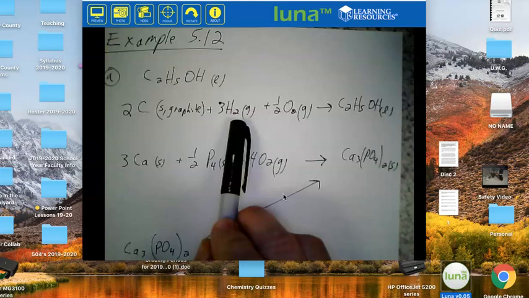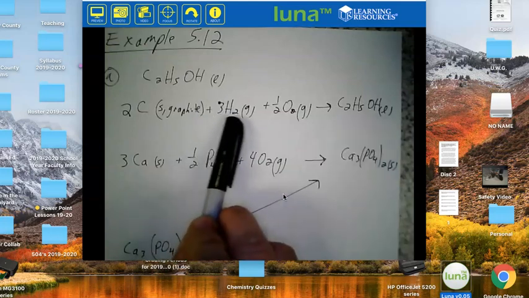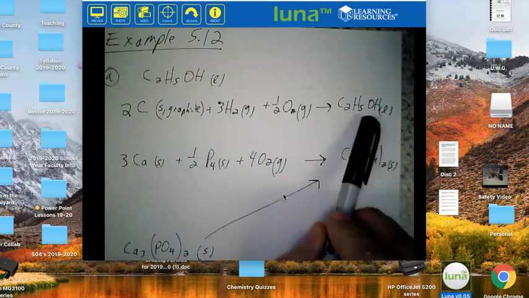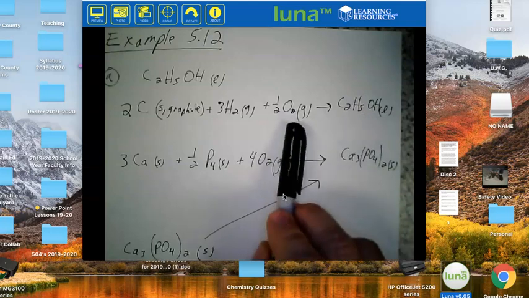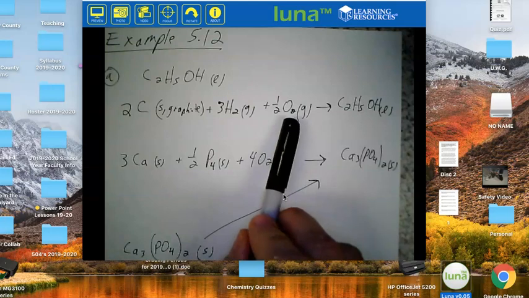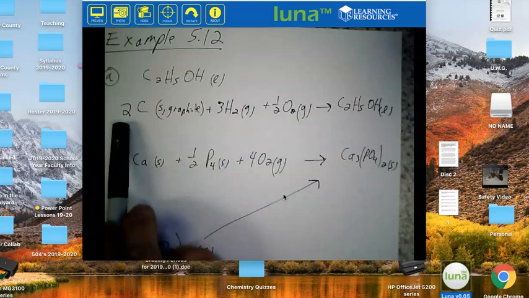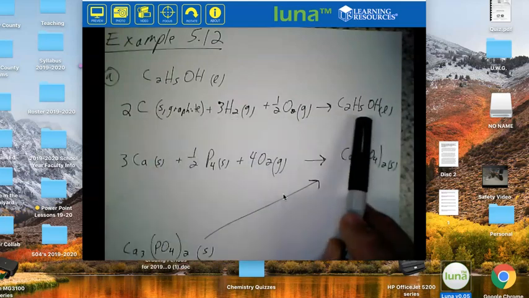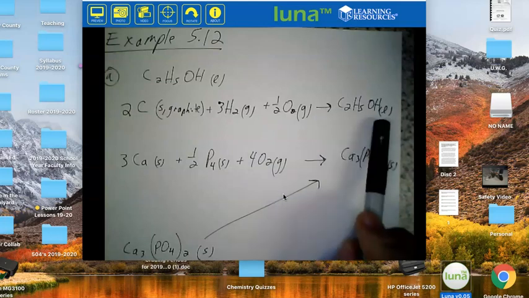I have 5 plus 1, so 6 hydrogen atoms on the right-hand side, so I need to add a 3 here to make 6 hydrogen atoms on the left-hand side. And then for oxygen, I have 1 oxygen atom here, and O2 has 2 oxygen atoms, so if I multiply 2 times a half, that's 1. I basically have to manipulate the number of moles for each reactant in order to get the same number of atoms as the product. Remember, the product can only be 1 mole of product.